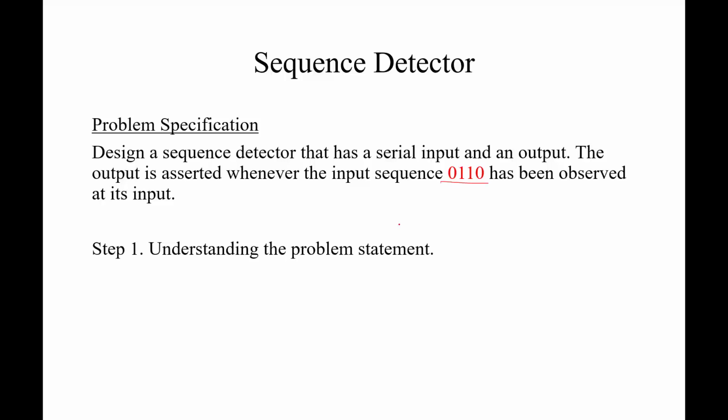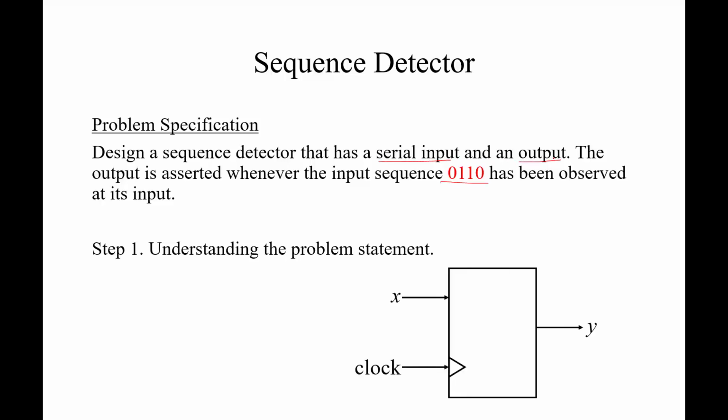By looking at this problem statement, we can see that the circuit has a serial input and an output. So we can come up with a block level diagram where the serial input, let's say, is x, and we denote our output by y.